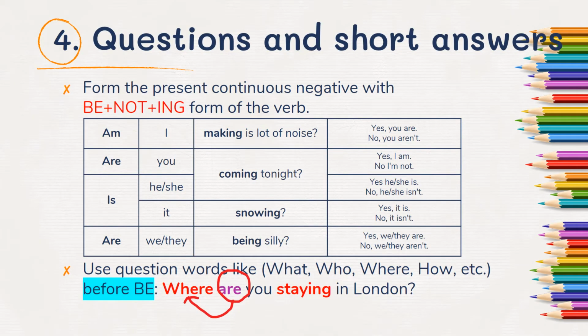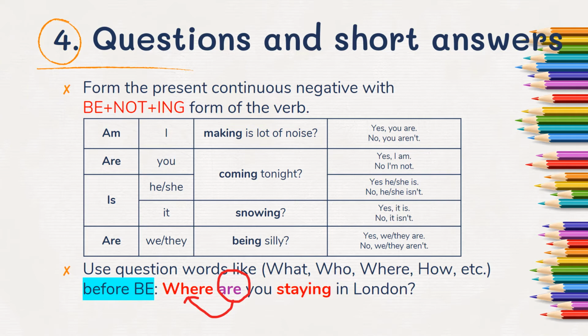Questions and the short answers, again very simple. Am I making a lot of noise? Is he coming tonight? Are they being silly? And short answers are yes, you are. No, you're not. Yes, I am. No, I'm not. Yes, he is. No, she isn't. And so on.